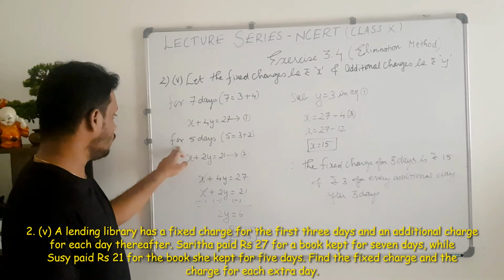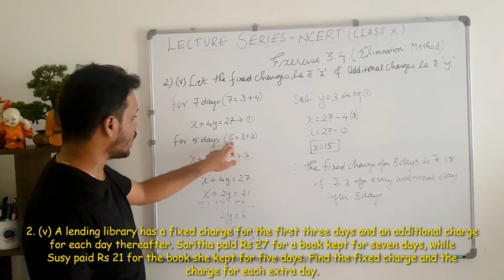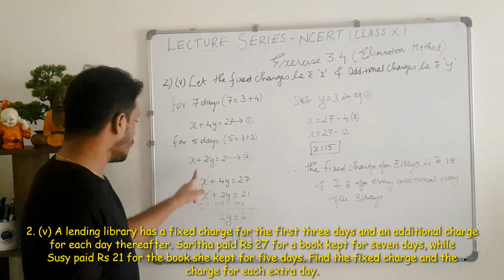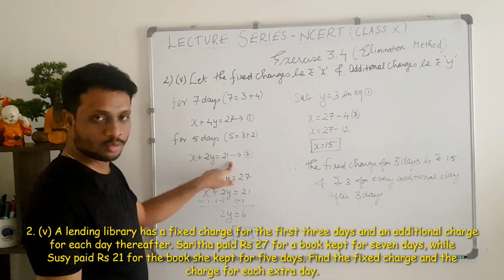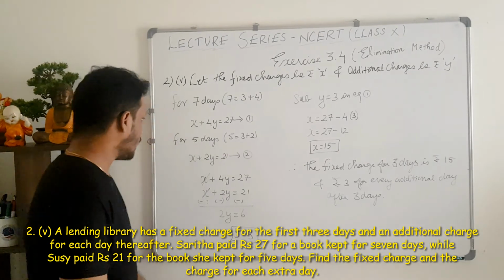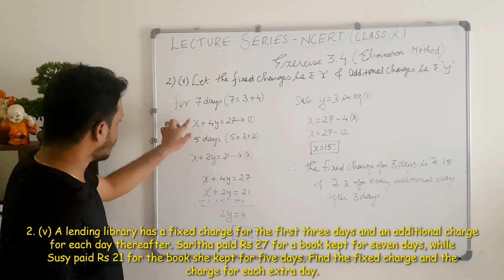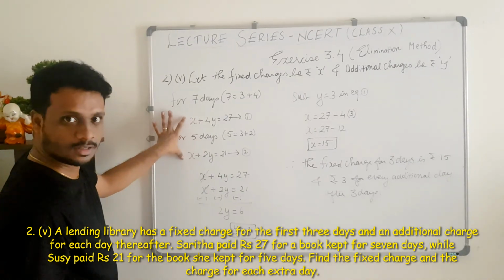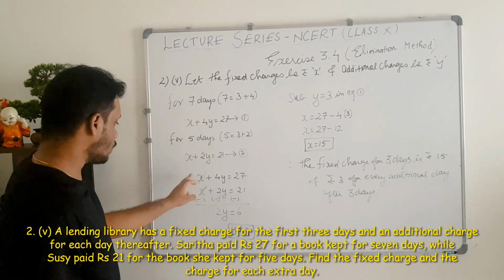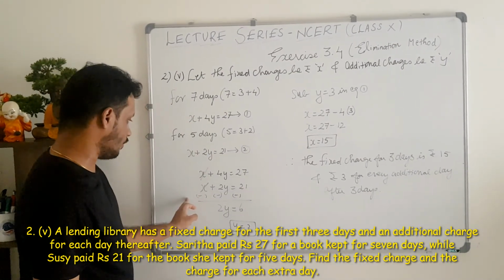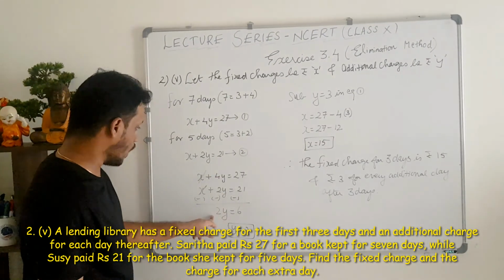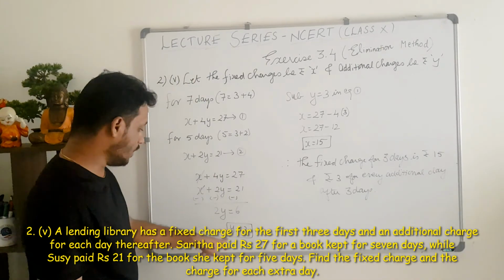Another person takes it for 5 days. So 5 is taken as 3 for the fixed charges and 2 for the additional charges. So the equation would be x plus 2y equal to 21. This is my second equation. So when I look into the equations, I already see that x and x are same. So it is just enough for me to subtract one from the other to cancel the x variable. So when I subtract the second equation from the first one, I see that the x and x cancel away. This becomes 2y and this will become 6. So y would be 3.